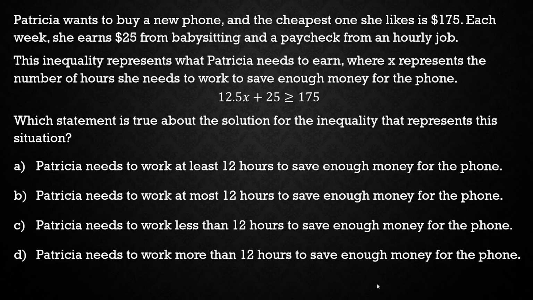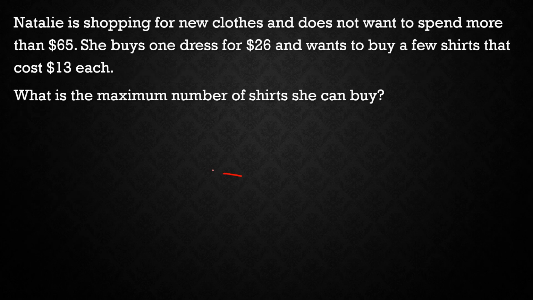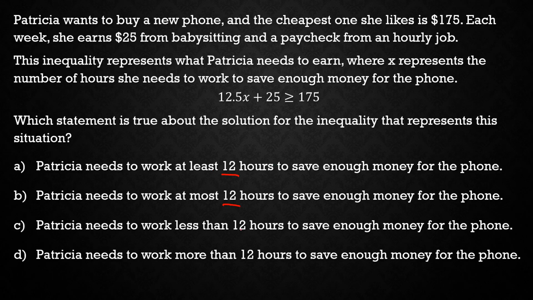Our next question says that Patricia wants to buy a new phone and the cheapest one she likes is $175. Each week she earns $25 from babysitting and a paycheck from an hourly job. This inequality represents what Patricia needs to earn, where X represents the number of hours needed to work. Which statement is true about the solution for the inequality? Okay, so it looks like 12 is the common number in all these answers, right? So we're going to go based off of our inequality sign here.